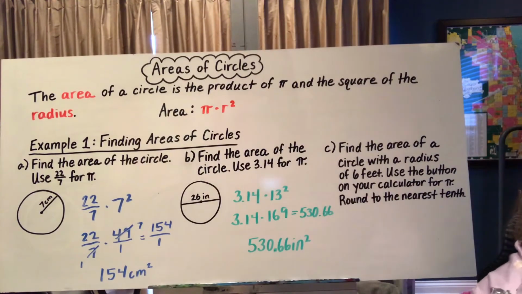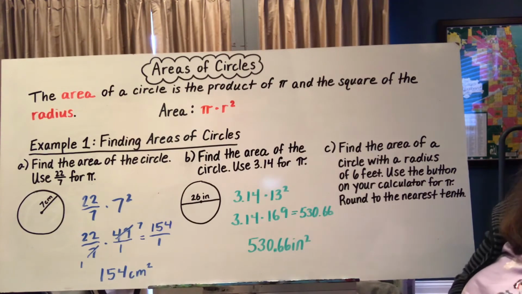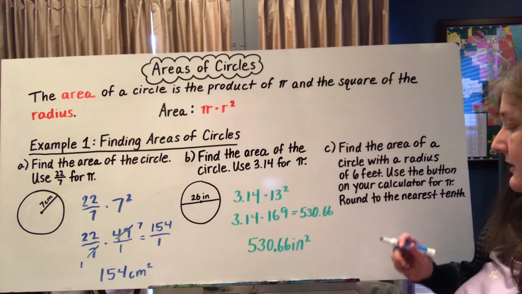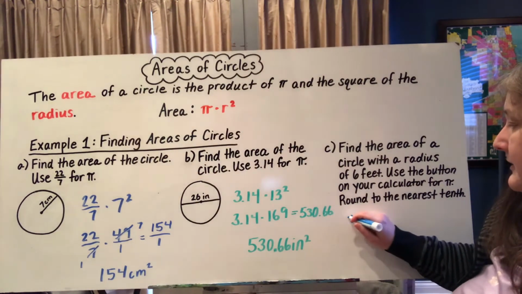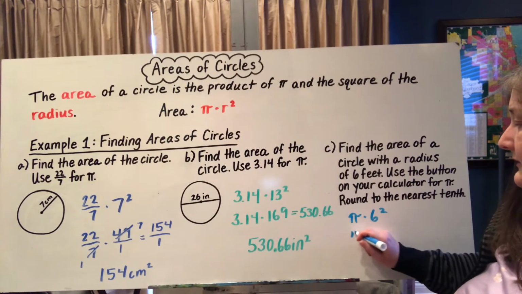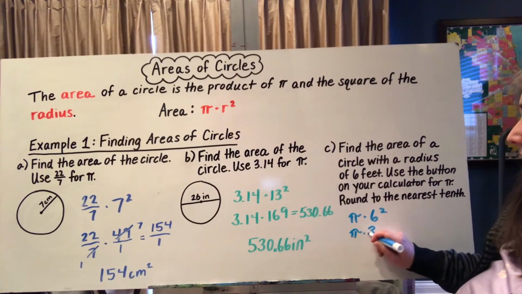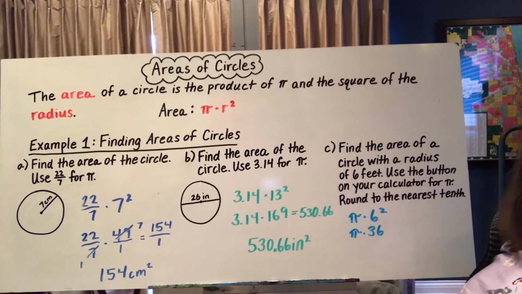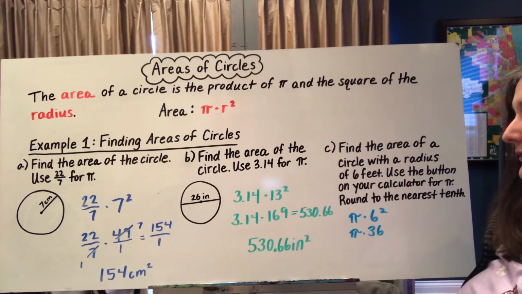For this last one, we don't have a picture. It's just telling us they want us to find the area of a circle with a radius of 6 feet and use the pi button on our calculator. So we'll do the pi button times 6 squared. So we'll do the 6 squared first. So we'll do the pi button times 36. And this is going to give us a long answer.